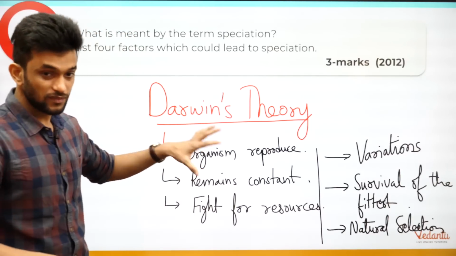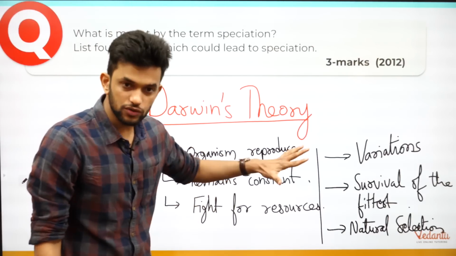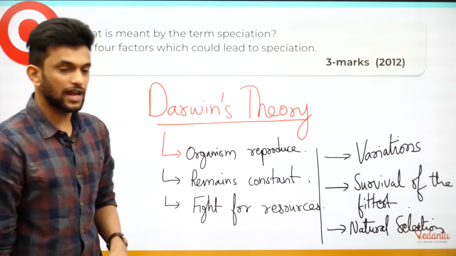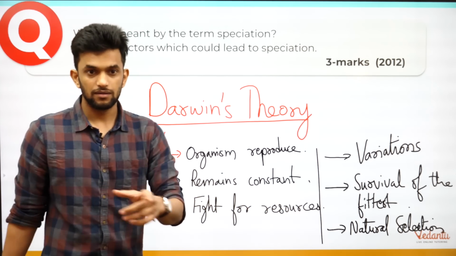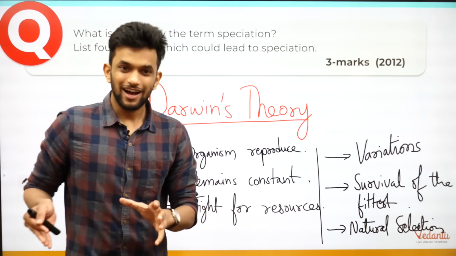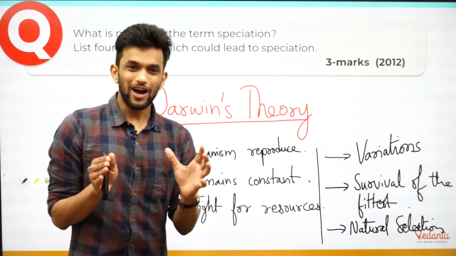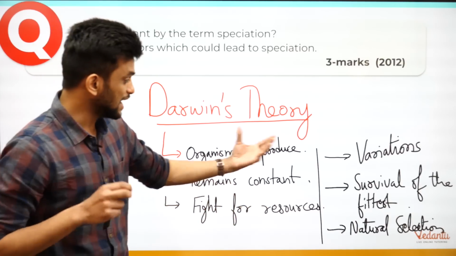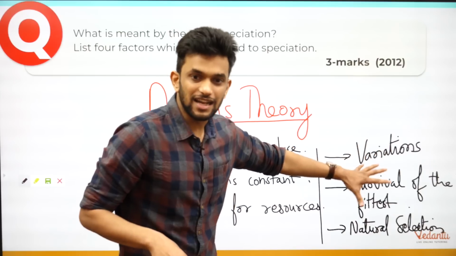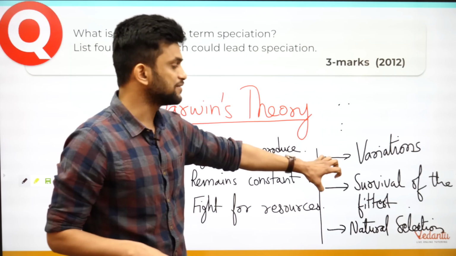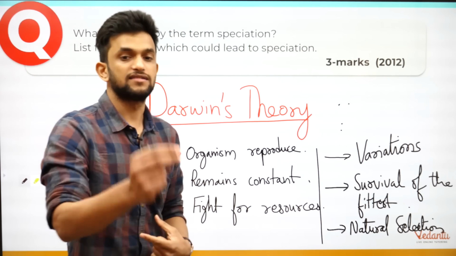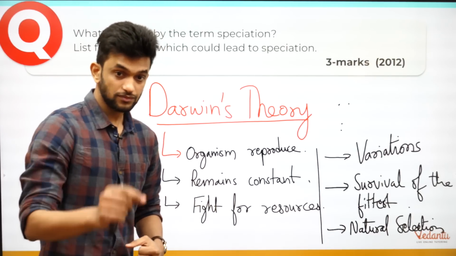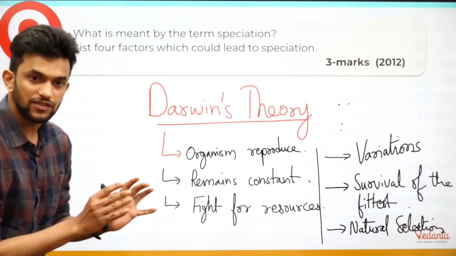So let's get back over here. Are you able to understand? Organisms reproduce and increase in number, but their number remains constant because many of them die. Why do they die? Because of the fight for resources. Then the one which has got good variation survives in nature, and I call them naturally selected, and the naturally selected ones pass on their characters to the next generation. Okay, very good. So this is all about Darwin's theory.